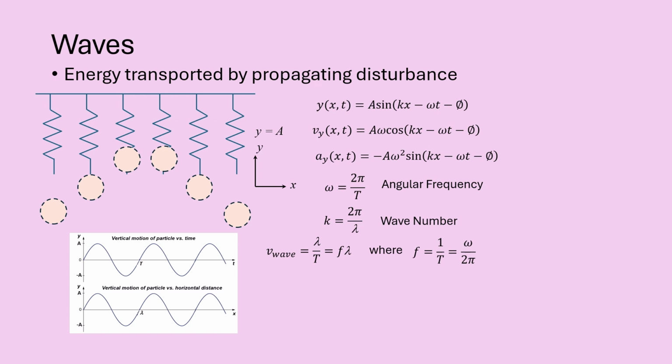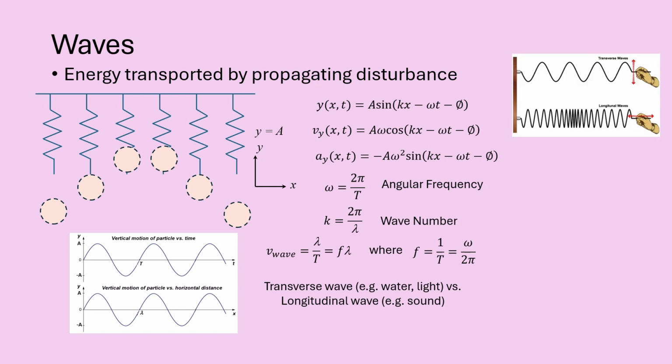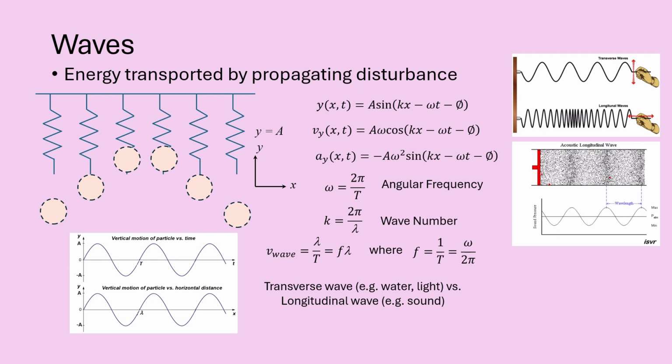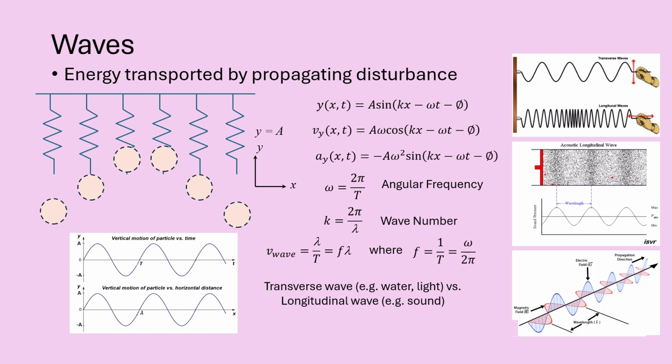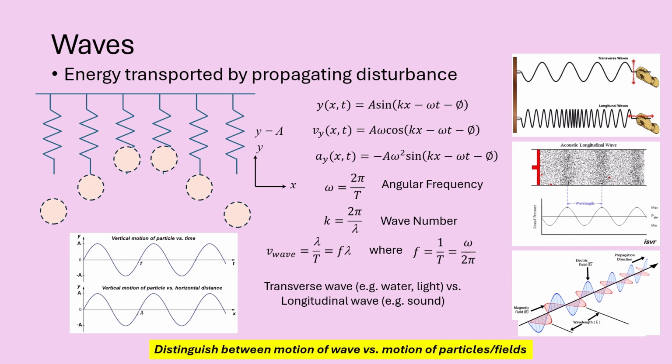This example shows masses of a transverse wave because the particle motion is perpendicular to the wave direction. A longitudinal wave, such as sound, has air molecules vibrating in the same direction as the wave. Light is a transverse wave, but there is no mass that vibrates. Rather, it consists of oscillating electric and magnetic fields. The key takeaway for waves is to distinguish between the motion of the wave, which is moving with constant speed, versus the sinusoidal motion of whatever is oscillating.